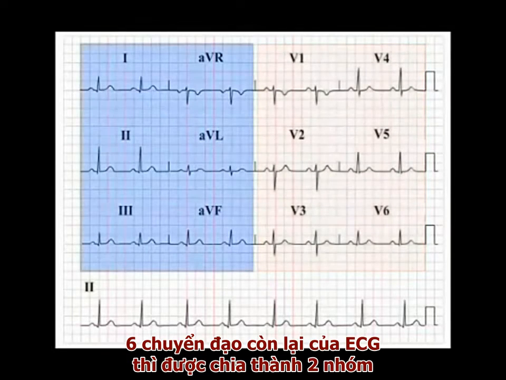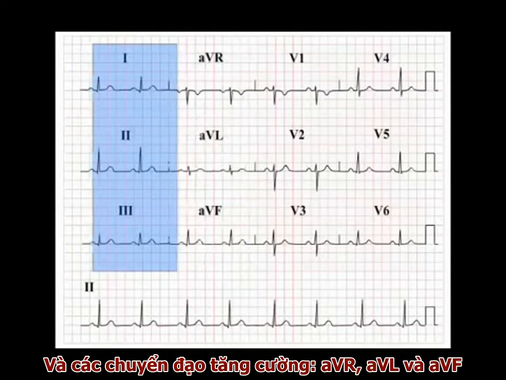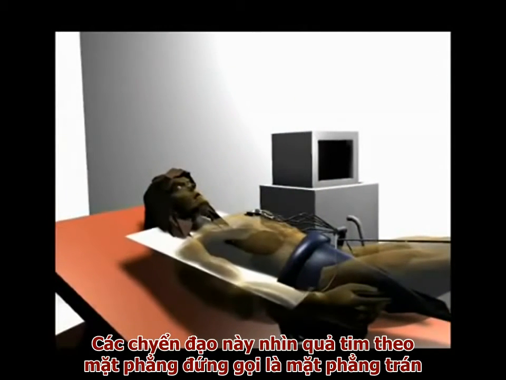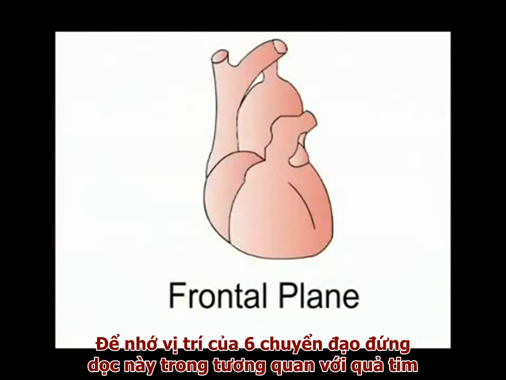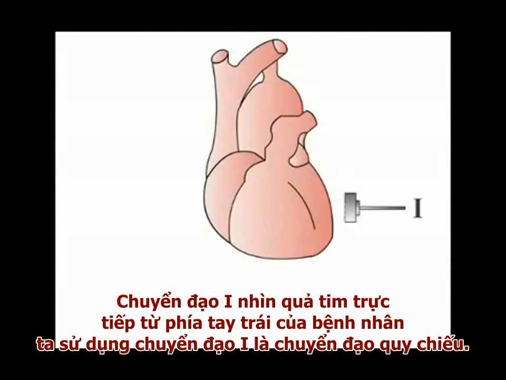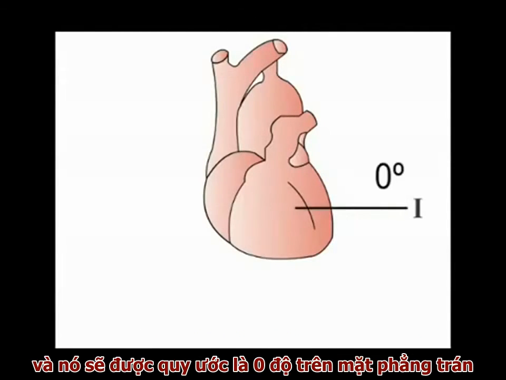The remaining 6 ECG leads we can consider in two groups. The standard leads, leads 1, 2 and 3, and the augmented leads, AVR, AVL and AVF. This vertical plane is known in anatomical terms as the frontal plane. To remember the position of all 6 of the vertical leads relative to the heart, use lead 1 as your reference point. Lead 1 looks directly at the heart from the patient's left-hand side and defines 0 degrees in all further discussions of the frontal leads.